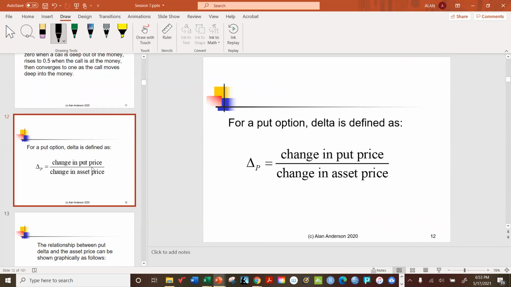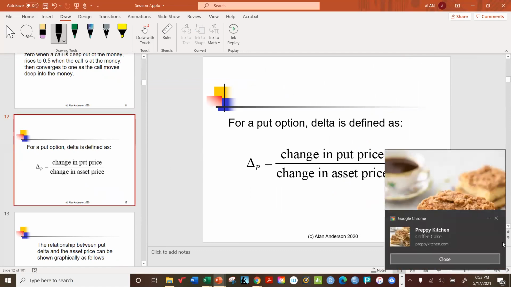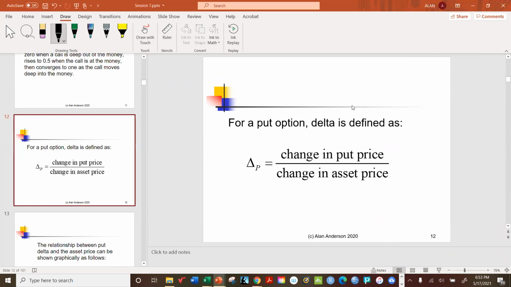Now, the put, you can see the definition is very similar. It's now the change in the put price divided by the change in the asset price. What's different now, though, is that because an increase in the stock price reduces the value of the put, the put delta will actually be negative. The call delta will be positive. The put delta will be negative. And in addition, there's a specific limit to how high up or down it can go. But just remember, the call delta is positive.